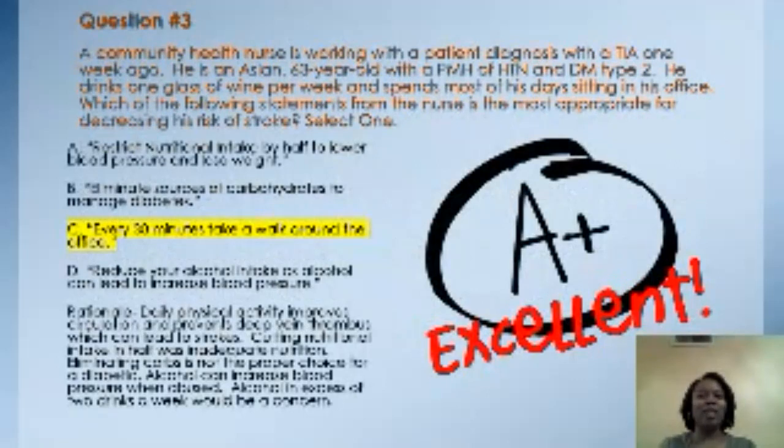Excellent job, guys. The answer is C. Every 30 minutes, take a walk around the office. This will increase your circulation and help prevent DVTs and help prevent CVAs in the long run.